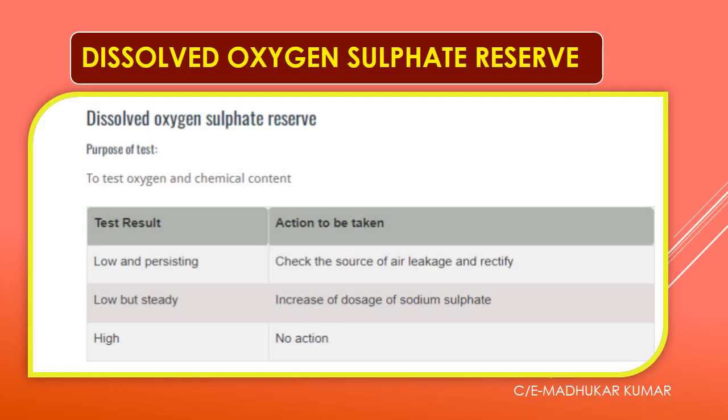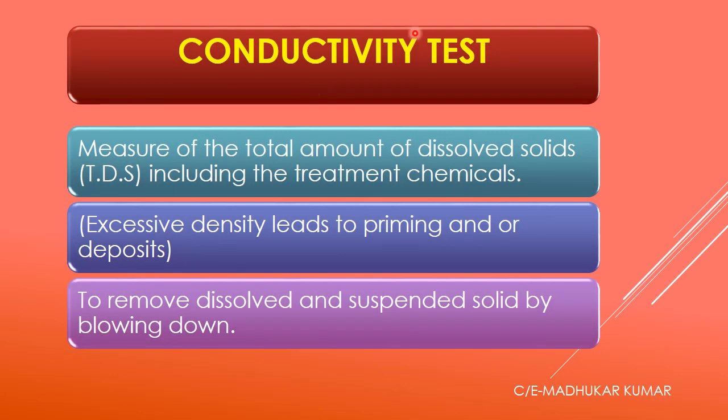Okay, dissolved oxygen sulfite reserve, this is to basically test the oxygen scavenger chemical content. If it is low and persisting, check the source of air leakage, find it and rectify it. Low but steady, increase the dosage of sodium sulfite. High, then no action required. High means it is basically at your required level.